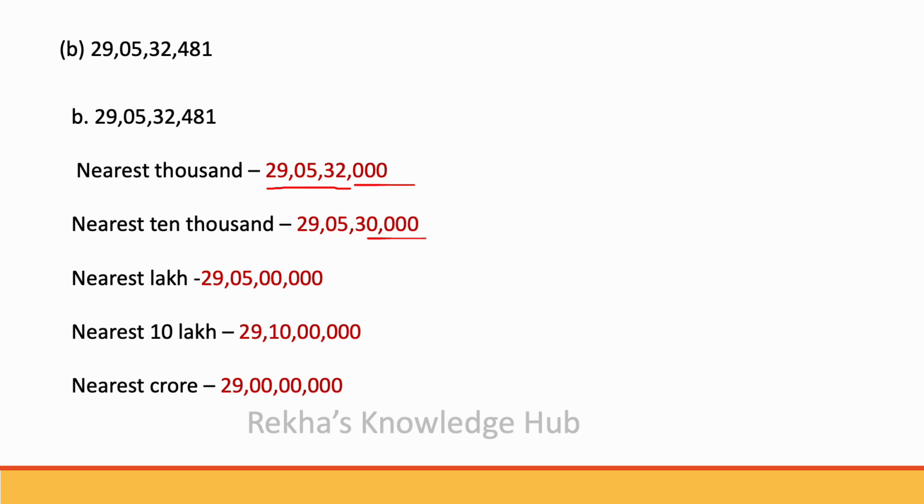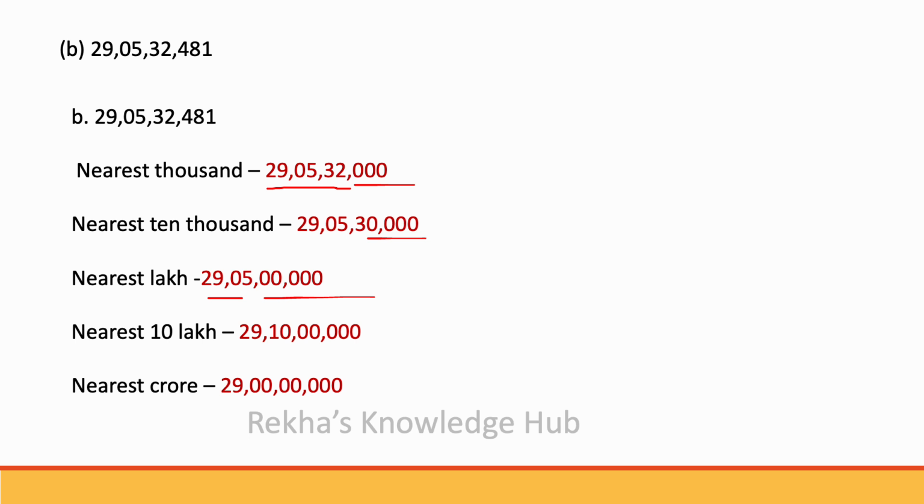The next one, nearest lakh. At the lakhs place we have 5. To its right we have 3. 3 is less than 5. So the digit at the lakhs place remains 5 itself. So write up to the lakh place 29, 05. Then the remaining digits zeros.